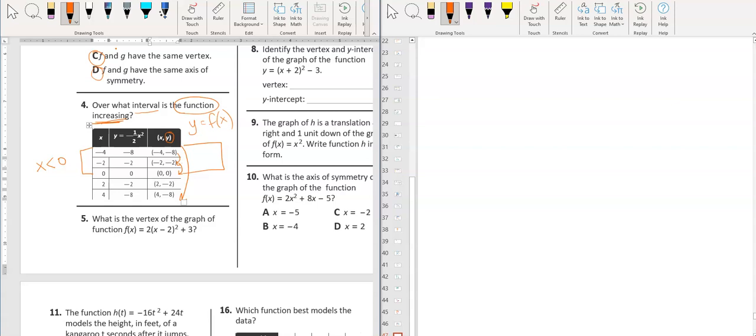Okay, some people were saying like, oh, from -4 to 4 we're increasing. But again, look at your y values. Your y values here are not increasing the whole time. They are only increasing when x is less than 0. Right here, these are increasing values. The rest of them start decreasing.